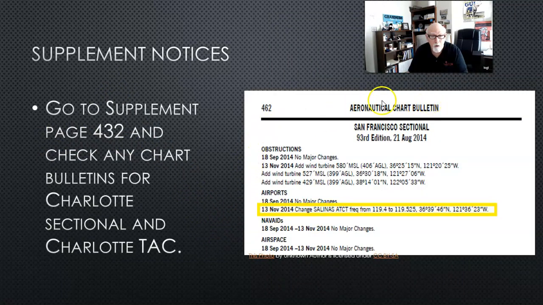Now you can go to the supplement, please, on page 432. It says 462 right here, and check for any chart bulletins for Charlotte and the terminal area chart. This will give you updated information. Remember, this is published every 56 days, where your supplements are only published every 6 months. Or your charts, excuse me, are every 6 months. So that'll give you intermediate information.